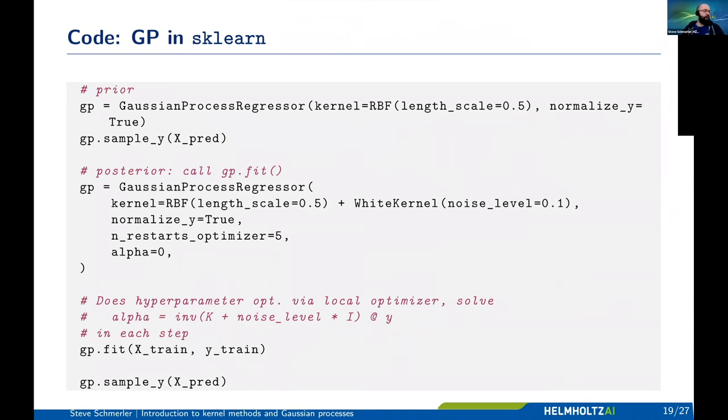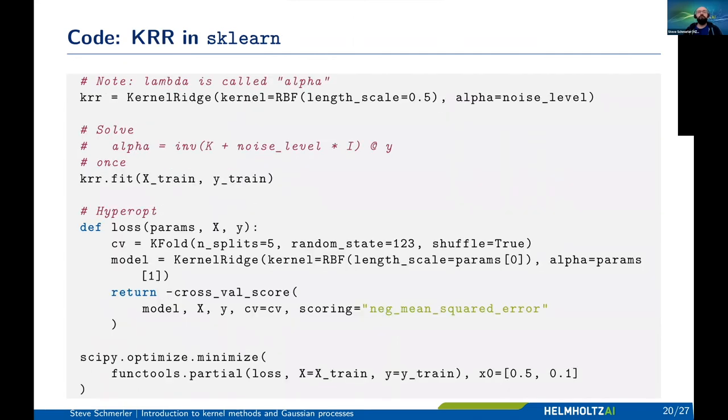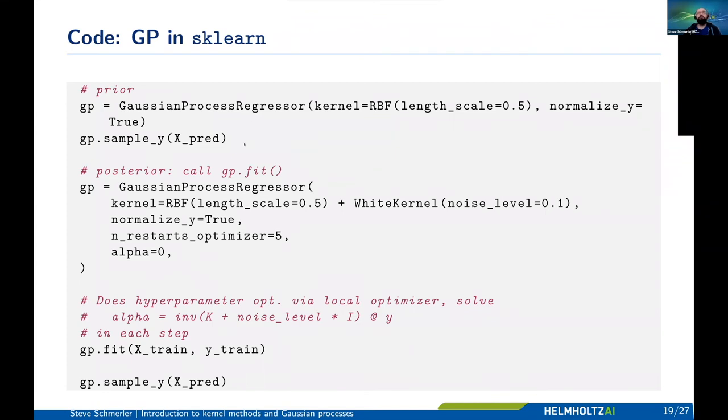So in the interest of time, I think I will skip these code examples. These are code examples for doing GPs in scikit-learn, and doing a kernel ridge regression in scikit-learn. Maybe the only thing that I want to note here, in case people try this out: in scikit-learn you have this thing called a Gaussian process regressor, which, if you know scikit-learn, adheres to the estimator API and all that.